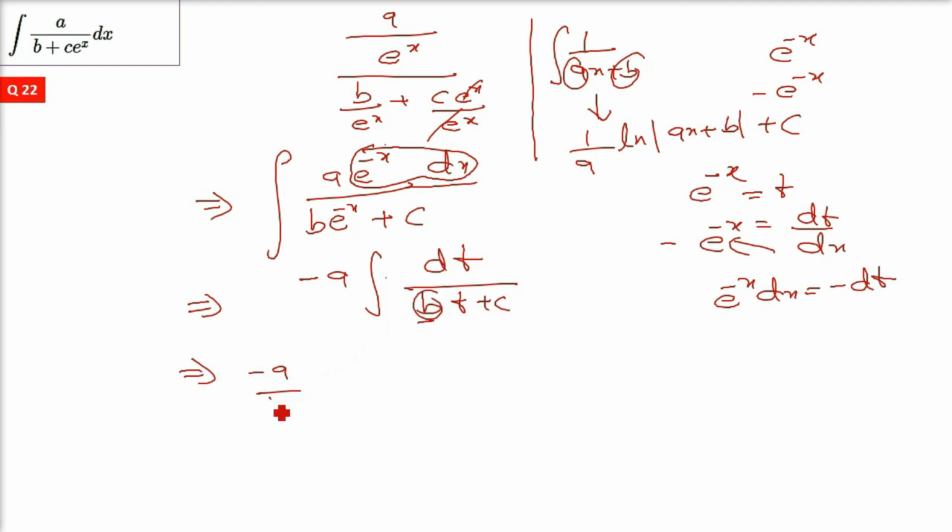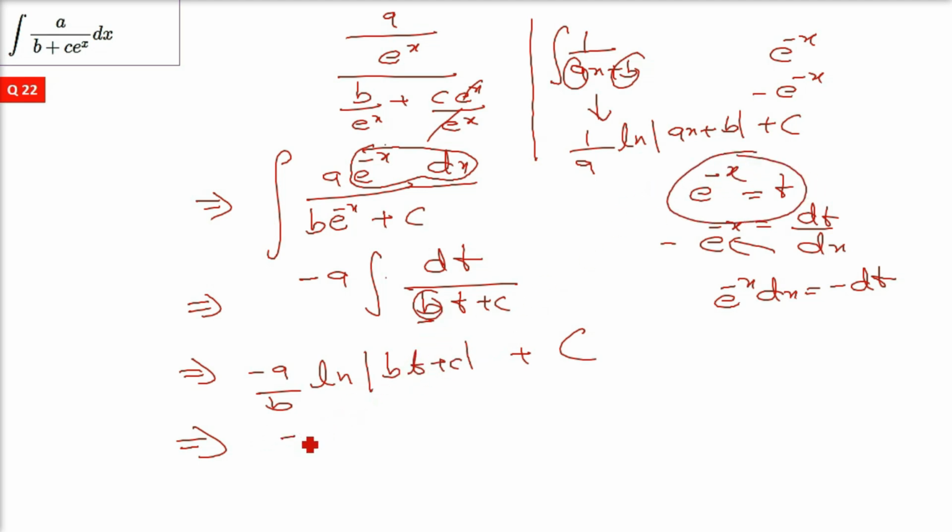So what will be the result? The b will go down, that is 1 by a as you saw in the actual formula. So this b goes on the denominator, ln bt plus c. Now this c, you have to write this constant of integration as the capital C. So almost done. Only t has to be, we have to get back to the original thing, which is our e raised negative x. So negative a by b ln b raised b into e raised minus x plus constant of integration plus this capital C, which is denoting the constant of integration.